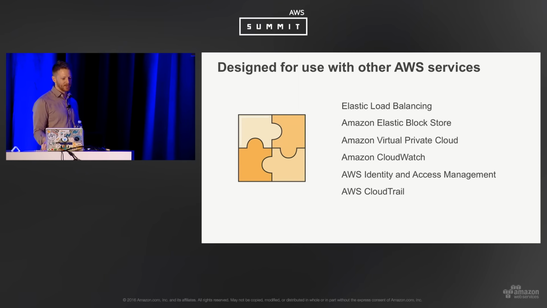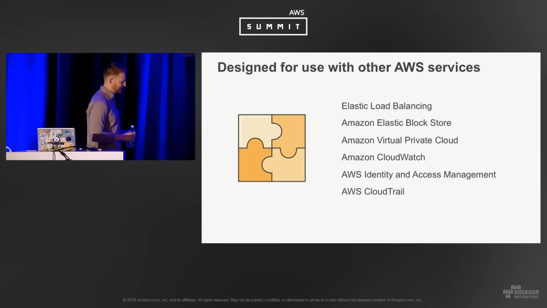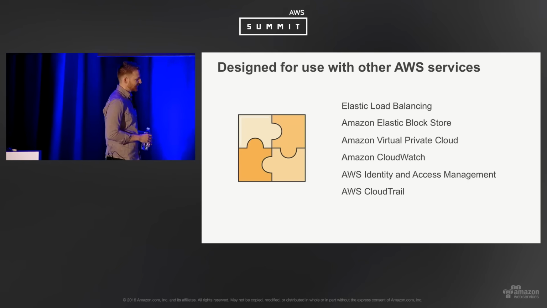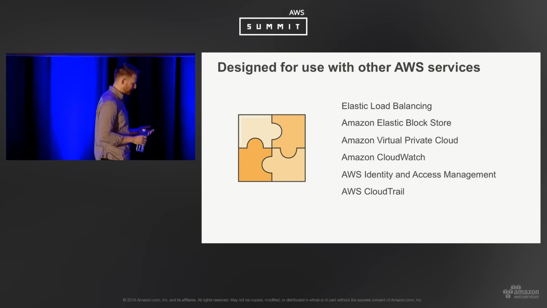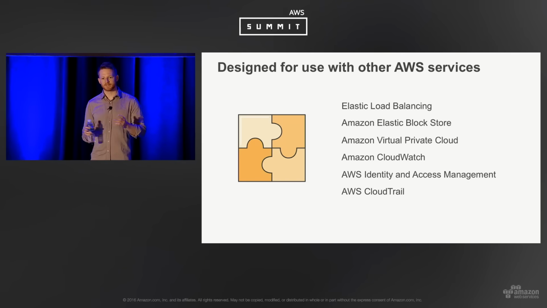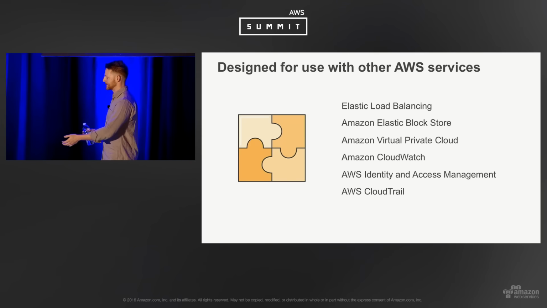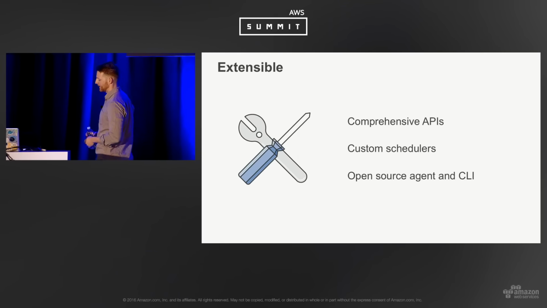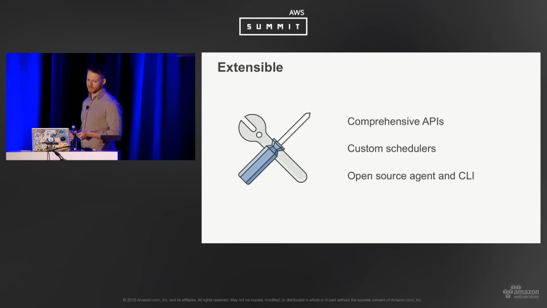So that extensibility is really important because it helps us build a robust partner ecosystem around ECS. And so we have a number of logging and monitoring and CI/CD partners, service discovery partners that are really hooking into some of these APIs that ECS is providing to provide really tight integration.